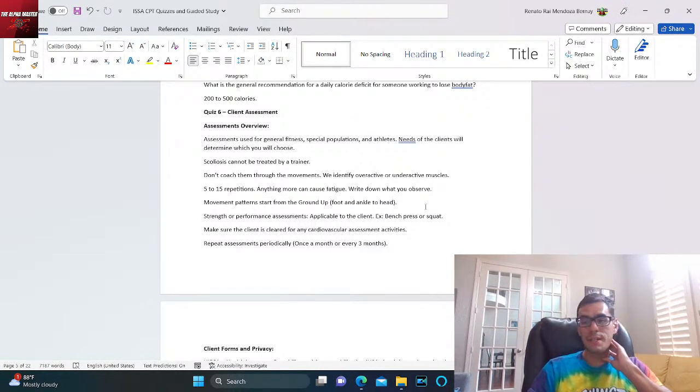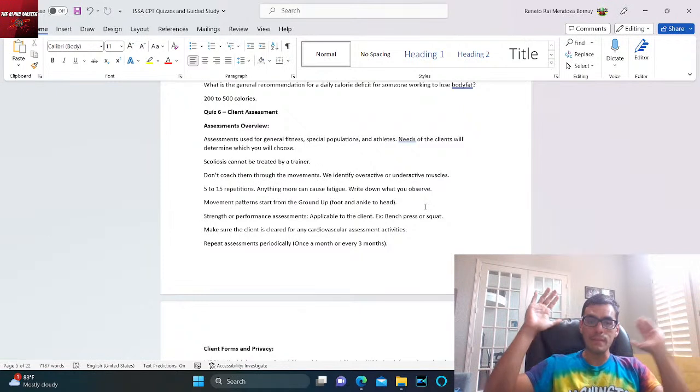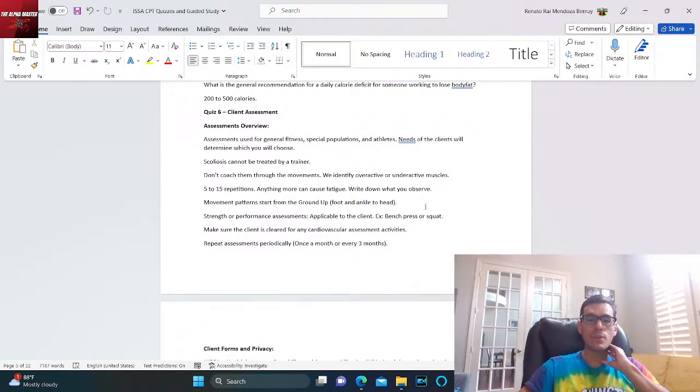Scoliosis cannot be treated by a trainer. It's outside your scope of practice. Don't coach them through the movements. We identify overactive or underactive muscles. You have to do 5 to 15 repetitions of the same movements. Anything more can cause fatigue. Write down what you observe.